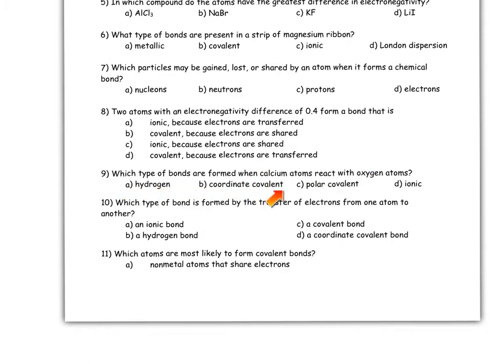Then choose which of these is your choice. Now remember, I should tell you that coordinate covalent is the same as nonpolar covalent, and this is polar covalent. Which type of bond is formed by the transfer of electrons from one atom to another? I'm not going to answer that. You should know which atoms are most likely to form covalent bonds. Here again, you can answer it. I don't think these questions are very difficult at all.